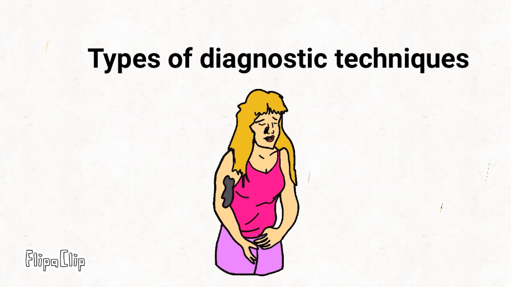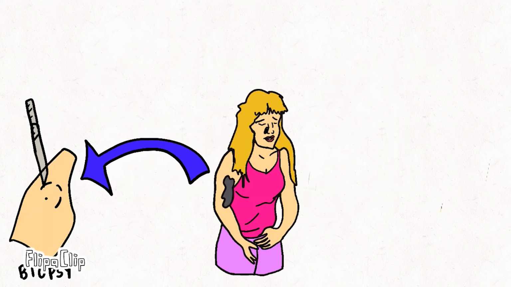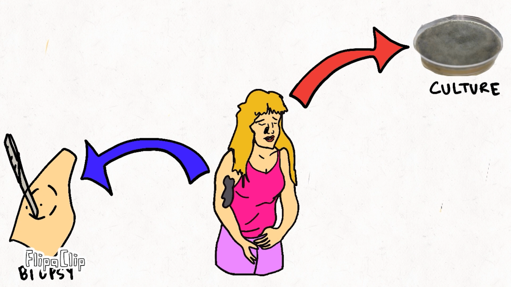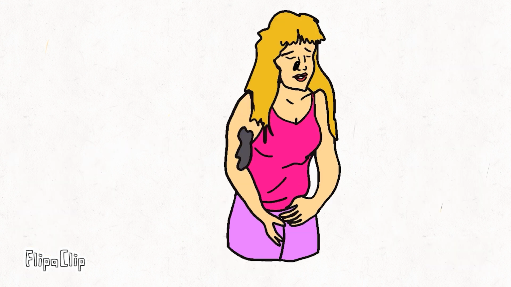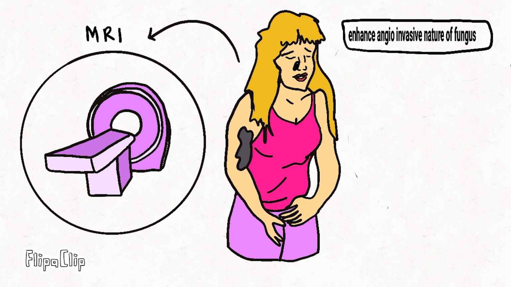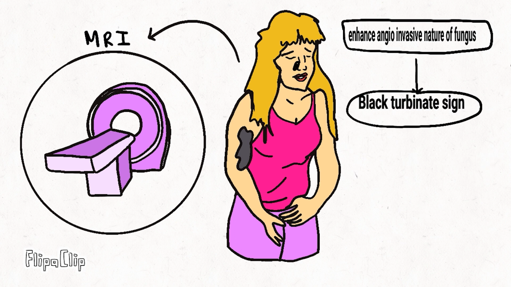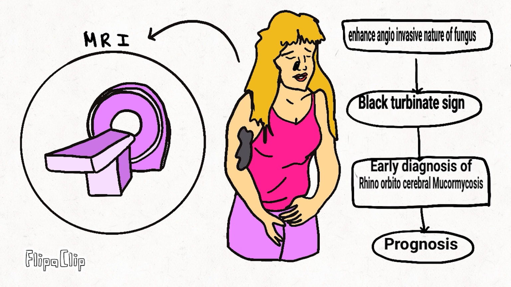There are three types of diagnostic techniques which are being used. First, biopsy, second, culture, and the third one is imaging techniques like MRI or CT. MRI is used to check for the extent of the necrosis, which is seen as hyperintensity. In post-contrast scans, absence of enhancement shows the characteristic angioinvasive nature of the fungus.